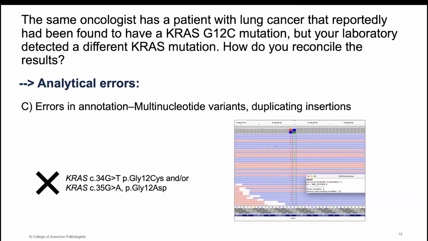So the reporting of this variant as two single nucleotide variants is incorrect. It should be reported as a deletion insertion variant. And unfortunately, it is not the G12C mutation that the oncologist was hoping for.